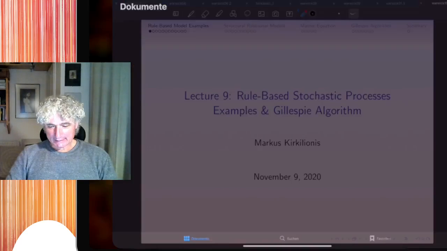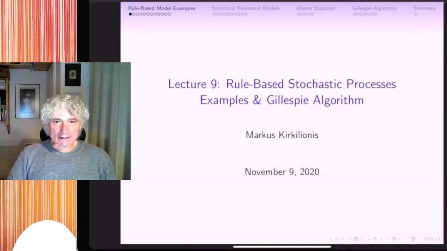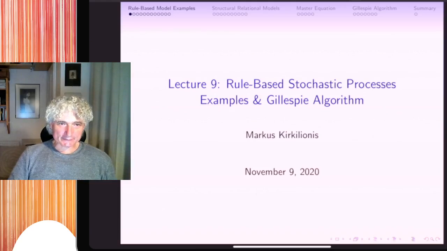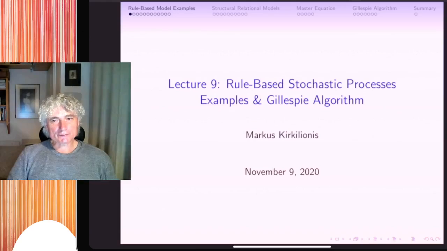So that's lecture 9, and we discuss today some examples of rule-based stochastic processes, and also will now for the first time introduce the Gillespie algorithm and some variants.